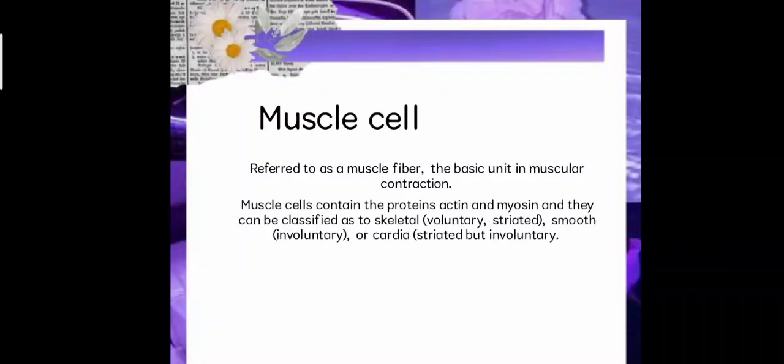So cardiac and skeletal muscle are both striated in appearance, while smooth muscle is not. Both cardiac and smooth muscle are involuntary, while skeletal muscle is voluntary.